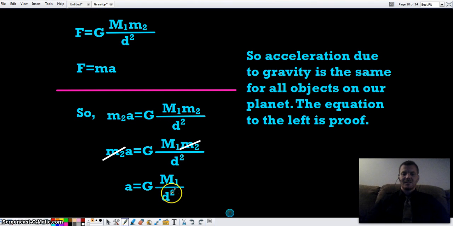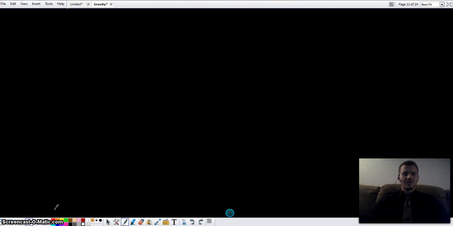If our distance is much larger, like if we're on the top of a mountain, the acceleration would become much smaller. So the distance from the center of the Earth would definitely make a difference. But as far as what masses we're dropping, those canceled out. They make absolutely no difference. That is it for gravity.